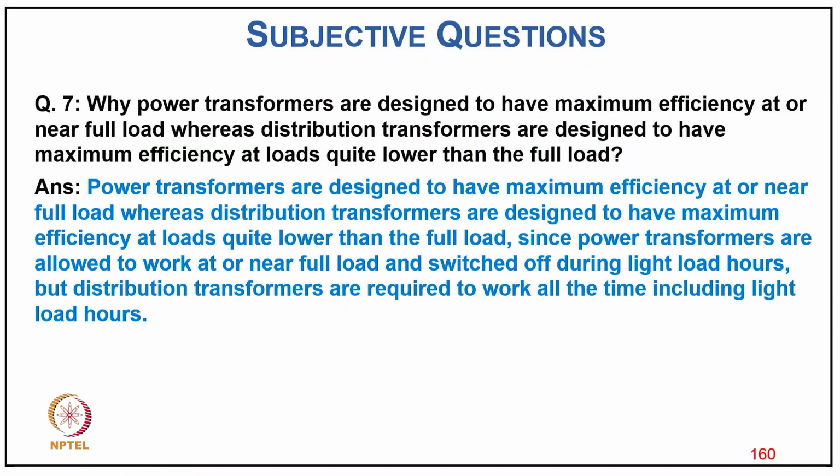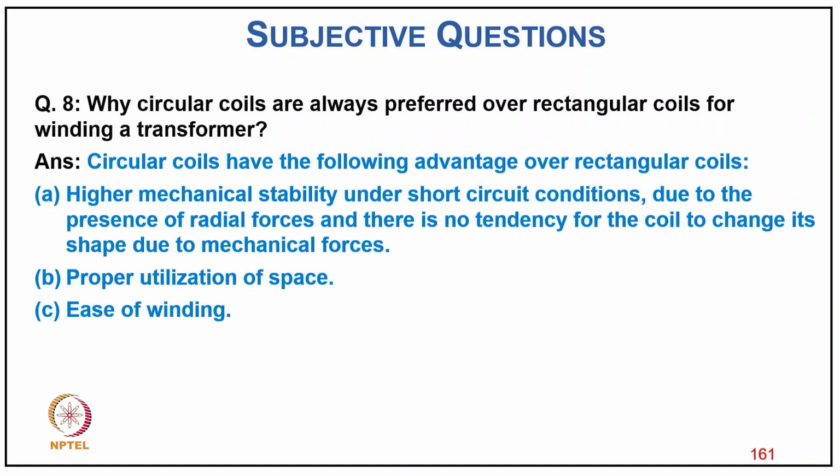Why are power transformers designed to have maximum efficiency at near full load, whereas distribution transformers are designed to have maximum efficiency at lower load than the full load? Power transformers are designed to have maximum efficiency near full load, whereas distribution transformers are designed for maximum efficiency at quarter load. Power transformers are allowed to work at near full load and switched off during light load, but distribution transformers are required to work all the time, including the light load hours.